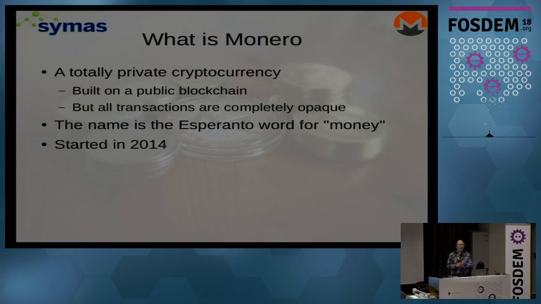So Monero is a totally private cryptocurrency, even though it's built on a public blockchain. Every transaction on the blockchain is completely opaque. The name Monero comes from the Esperanto language. It just means money. And the project was started in 2014.